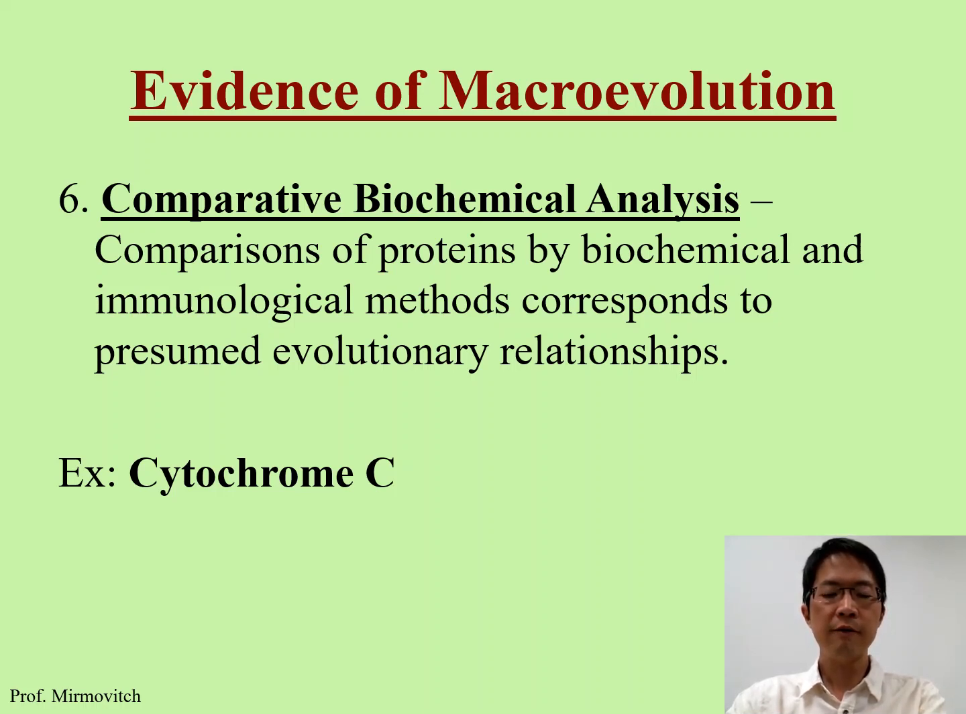The sixth evidence of macroevolution is biochemical analysis. We compare protein, okay? So we compared DNA sequence, now we compare protein by biochemical or immunological methods. An example is cytochrome C. Cytochrome C is a protein that commonly occurs in all animals because it is one of the proteins you find in the electron transport chain during cellular respiration. That's why as long as you're a living animal, you basically have cytochrome C. Because as long as you are a living animal, you will do cellular respiration to make ATP. When you do cellular respiration to make ATP, then you will have an electron transport chain. When you have an electron transport chain, then you have cytochrome C.